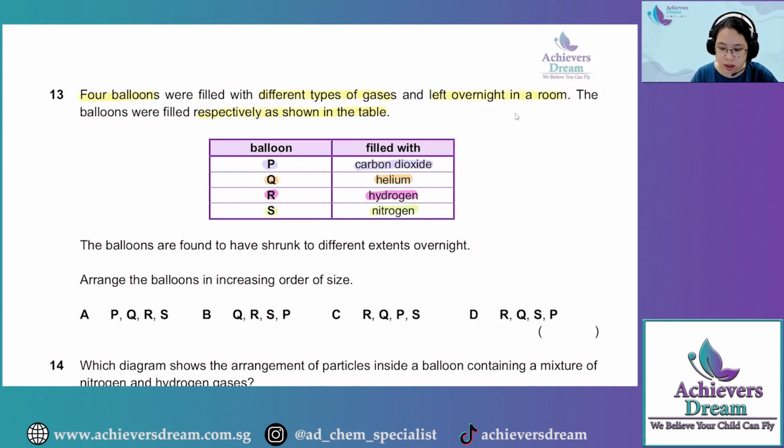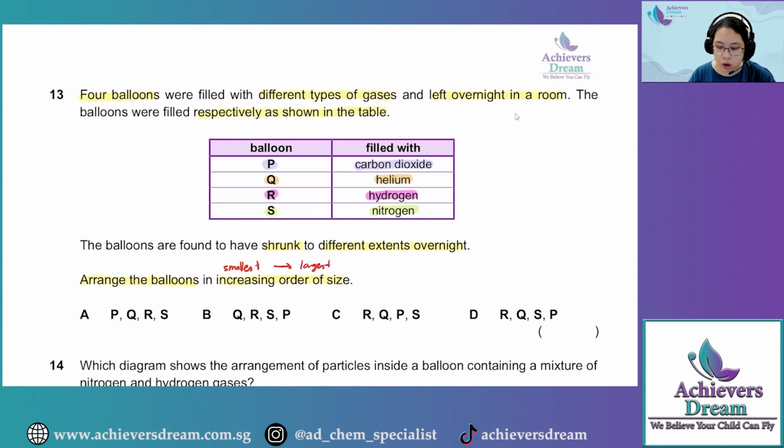And it was found that the balloons are found to have shrunk to different extents overnight. And we are asked to arrange the balloons in increasing order of size. So we have to arrange them in terms of smallest to largest.